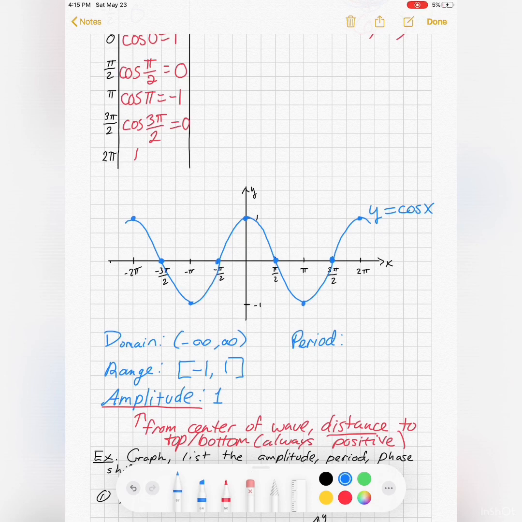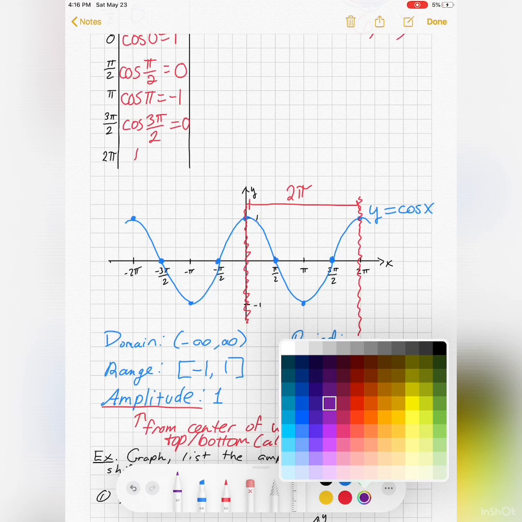So there are different ways I could measure that. If I started like here at 0, okay, the next peak is here, right? So if I was to cut this distance, this period of 2 pi, I could actually just take that chunk and tack it on again and again, and then I would have the complete graph all the way across the x-axis.